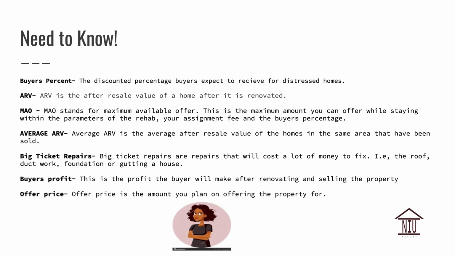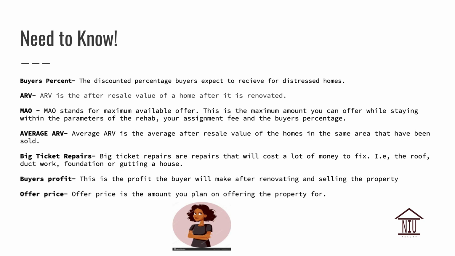These are some need-to-know vocabulary words. Buyer's percent is the discounted percentage that buyers expect to receive for distressed homes. ARV is the after resale value of a home after it's renovated. MAO stands for maximum available offer. This is the maximum amount that you can offer while staying within the parameters of the rehab, your assignment fee, and the buyer's percentage. The average ARV is the average after resale value of all the homes or comps in the same area that have been sold.